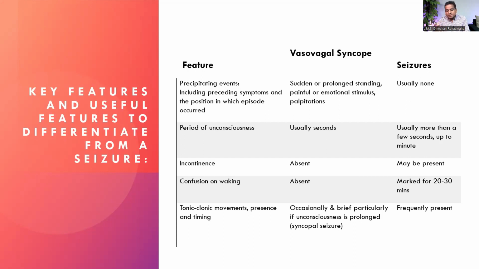In seizures, in syncope, you might see one or two jerks. It's not completely absent, that you need to remember. In seizures, it's frequently present. Just because there was one or two jerks, don't jump in and think it's a seizure. But if it has been going on for a few minutes, it's very unlikely to be a vasovagal syncope.